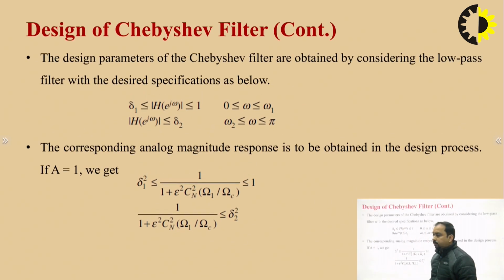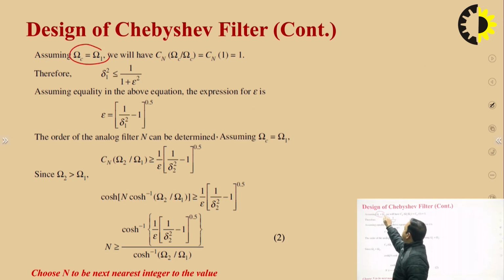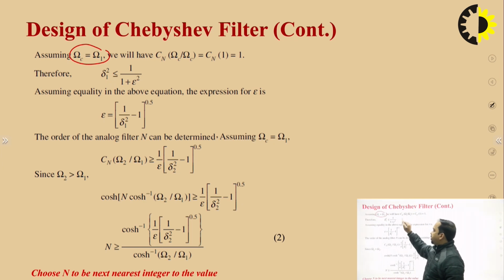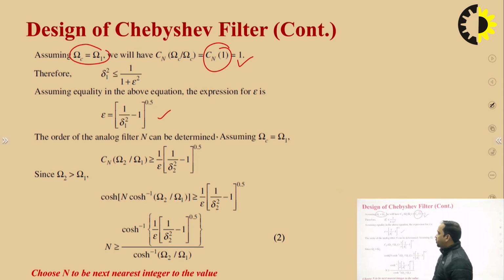So in the next step, if we assume the cutoff frequency omega c is nearly equal to omega 1, we have the Chebyshev polynomial Cn of omega c divided by omega c, which is nothing but Cn of 1, and the value of Cn of 1 is equal to 1. So definitely we'll be utilizing this value of the Chebyshev polynomial at value 1. From our last equation we can say that delta 1 square is less than or equal to 1 by epsilon square, and we can calculate the value of epsilon, which is a constant.